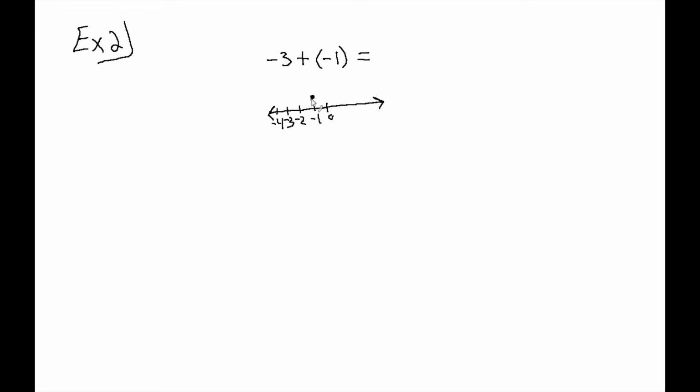Work our way down. So we're going down negative 3. So we have to go down 3 places. So negative 1, negative 2, negative 3, negative 4. So we have 1, 2, 3. We end up at negative 4.